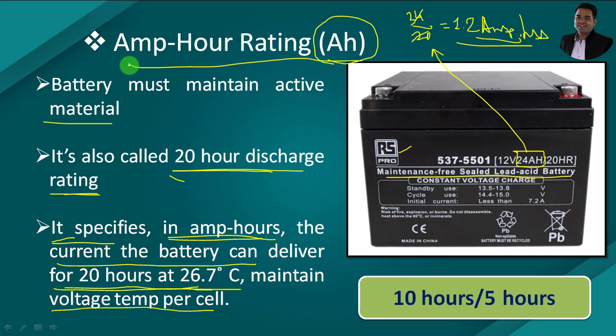The ampere hour rating can also be adopted on the basis of a 10-hour discharge rating, or sometimes with the 5 hours discharge rating method too. But most of the manufacturers prefer the 20 hours discharge rating method.